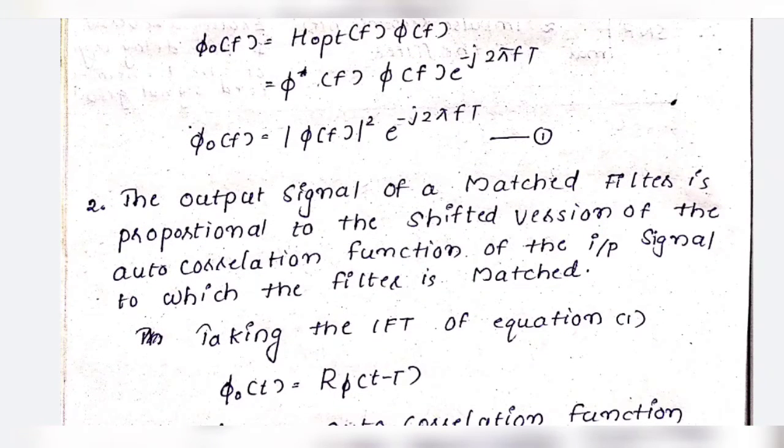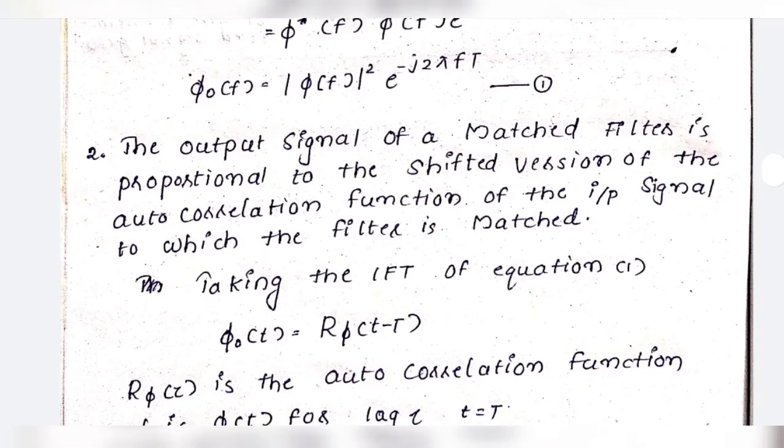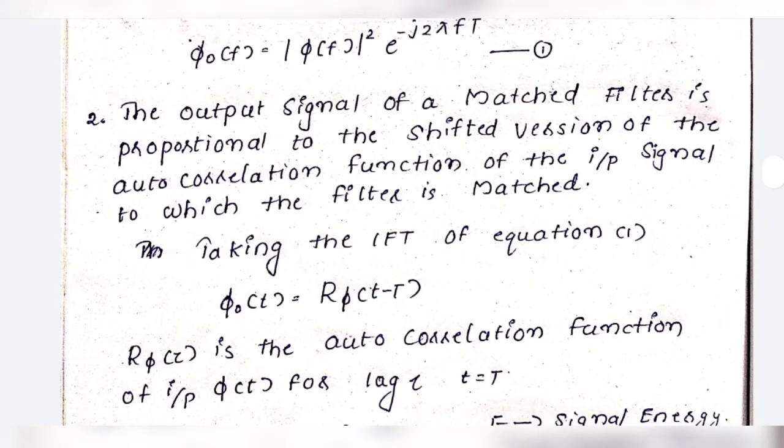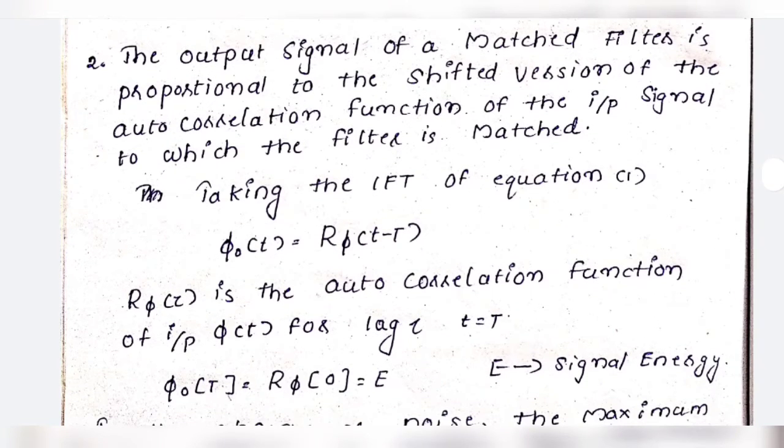Let's look at the second property. The output signal of a matched filter is proportional to the shifted version of the autocorrelation function of the input signal to which the filter is matched. So now we take the IFT, inverse Fourier transform of equation number 1. So we get phi naught t is equal to R phi of t minus T. R phi of tau is the autocorrelation function of the input phi of t.